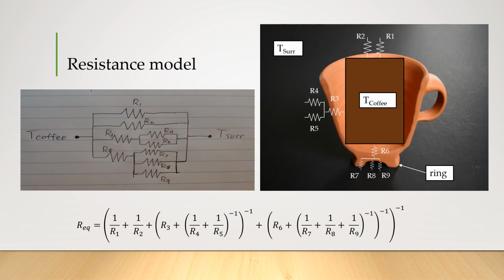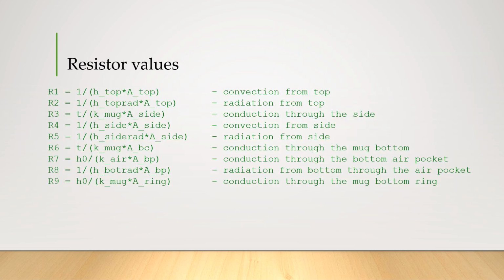Here is the thermal resistance model I developed for this problem. The equation for the equivalent resistance of the entire system is shown below. I noticed that coffee mugs have this ring on the bottom to minimize heat loss to the table by conduction. I decided to include this ring in my analysis. Here are the formulas for each resistor along with their descriptions.